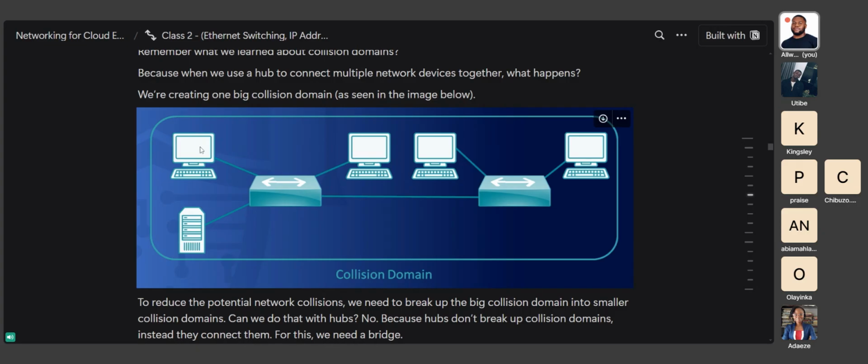So if this computer, let's call this PC1, wants to communicate with this PC all the way here at the end, PC5, maybe PC4, and at the same time this PC also wants to communicate, there's a collision between these two PCs. Then they have to do the whole CSMA/CD thing, contention based, right? They have to pick a backoff timer and then wait for the other person to transmit data. That's how it works.